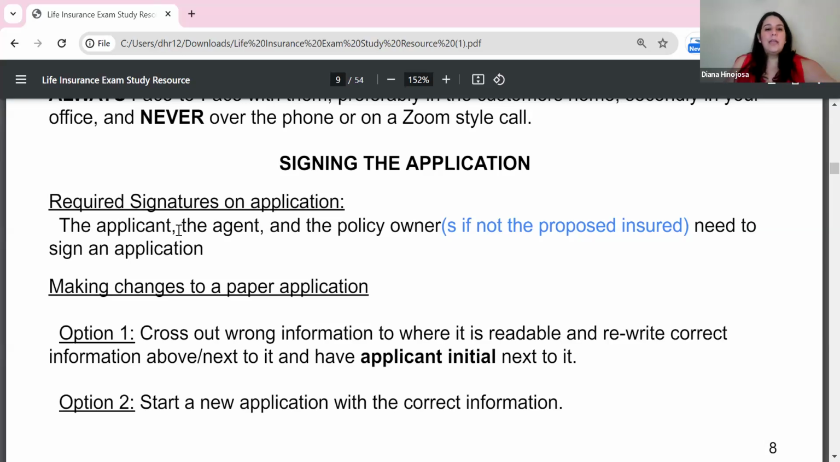All right. So making changes to a paper application. What happens if we're working on a paper application and we need to make that change? We've got 2 options. The first one, we scratch it out lightly. We still need to be able to read whatever was written incorrectly. Then we write the correct information either above or below, wherever you have a chance, as close to the original information as possible. Your applicant initials it, not you, not the agent, but the applicant, and it just needs to be their initials. So that's option 1. I would say if you have enough space to make it legible right next to it, do option 1. If not, start over with a whole new application.